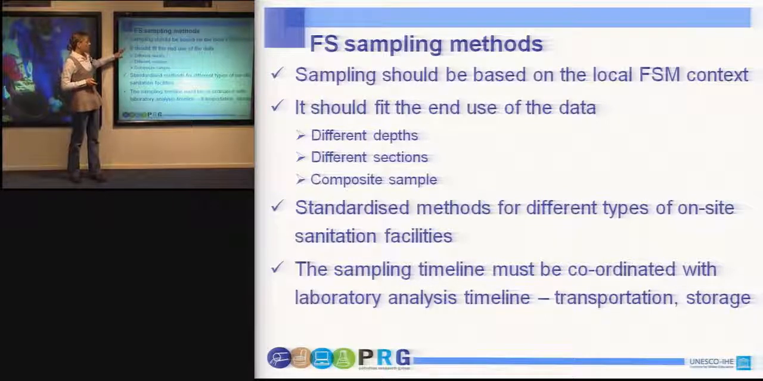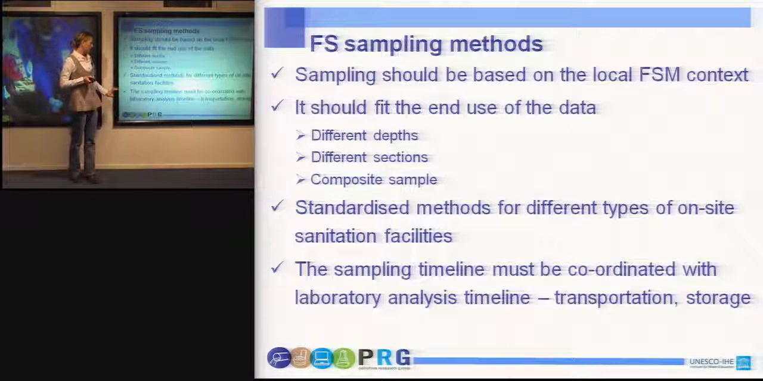Then also the sampling methods should fit the end use of the data. So it depends what we need the data for. That's how we need to develop an appropriate sampling method. For example, if we need a large amount of sludge for testing of a new prototype, then we don't need to collect different small samples. We need to collect a composite sample of the entire pit.